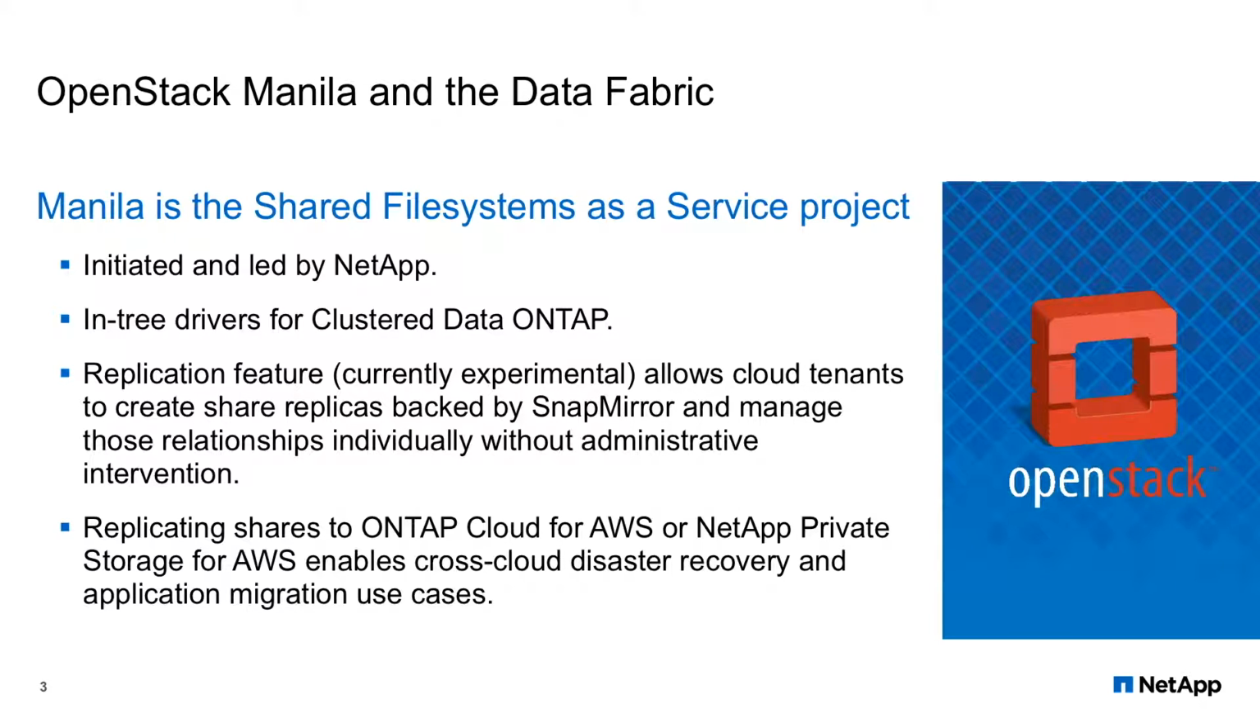Manila is the shared file systems as a service project within the OpenStack ecosystem. Manila was created by and is still led by NetApp. Manila has a new experimental feature, share replication, that allows users to create replicas of their file shares in different availability zones for fast, simple disaster recovery. When backed by clustered Data ONTAP, Manila shares are replicated quickly and efficiently using SnapMirror. For even greater resiliency, or to support moving workloads between clouds, you can configure Manila to replicate shares to instances of NetApp's ONTAP Cloud for Amazon Web Services.